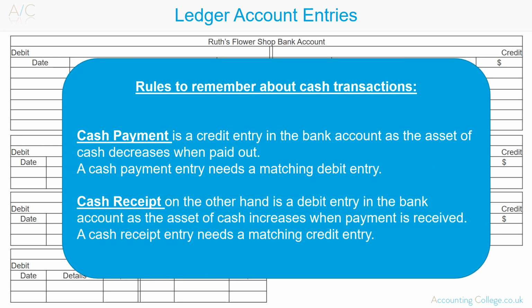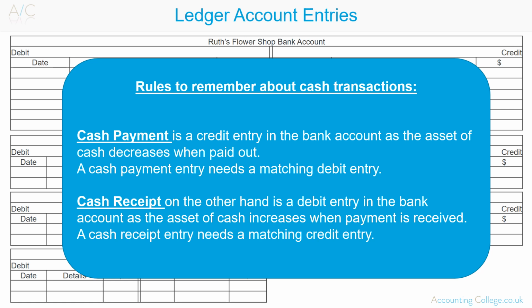The rules to remember about cash transactions are: a cash payment is a credit entry in the bank account, as the asset of cash decreases when paid out. Therefore, a cash payment entry needs a matching debit entry. A cash receipt, on the other hand, is a debit entry in the bank account, as the asset of cash increases when payment is received. Therefore, a cash receipt entry needs a matching credit entry.